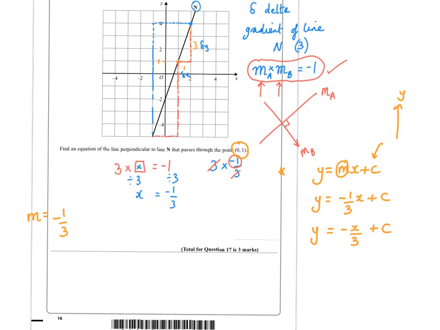And then the nice way about knowing this is if you know that there's a point that it goes through, 0, 1, this means that x is 0 when y is 1. And you can substitute these values into here.